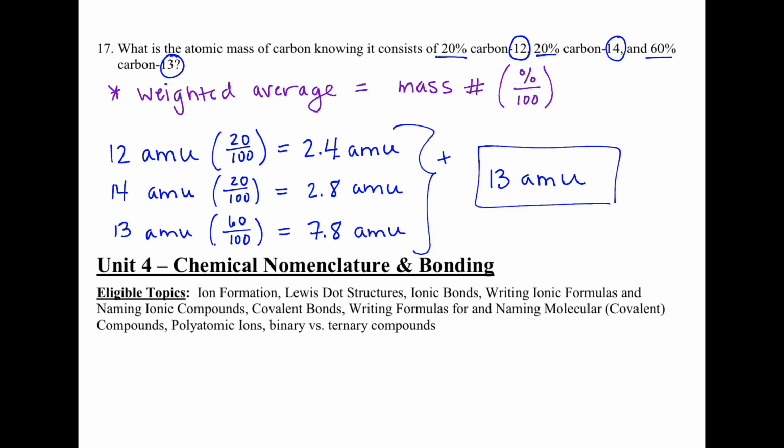Coincidentally, it comes out to a whole number. It will not always, but this would be our weighted average. It makes sense. If we look on the periodic table, 13 is around the average mass for carbon. These numbers could be a little bit more specific if we wanted to get this answer a little bit more precise. But those are all of our questions from Unit 2.